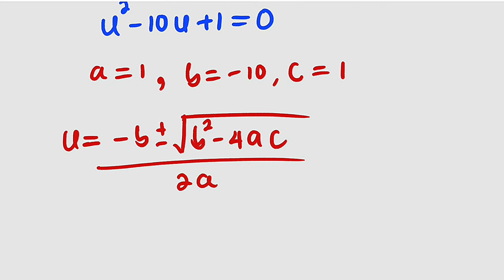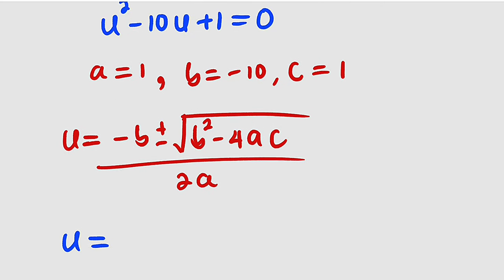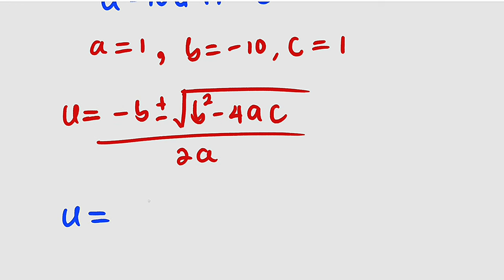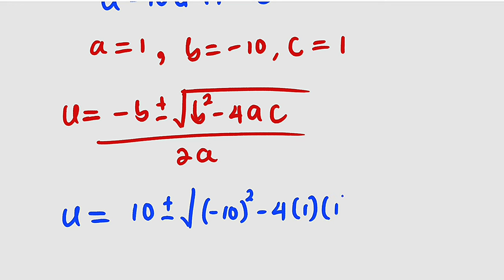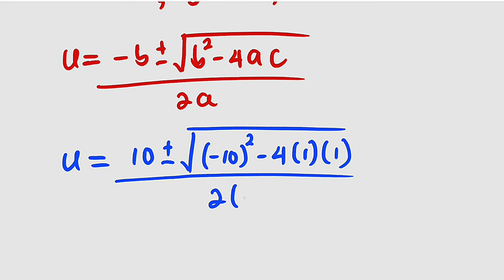So let's substitute everything here. U is equal to minus b. B is already negative 10. If you negate it, it will be positive 10. Plus or minus square root of b squared minus 4 times a times c, divided by 2 multiplied by a.